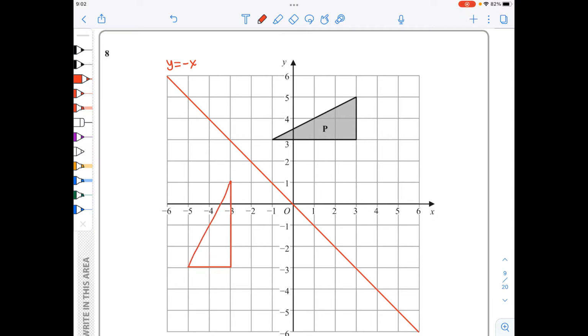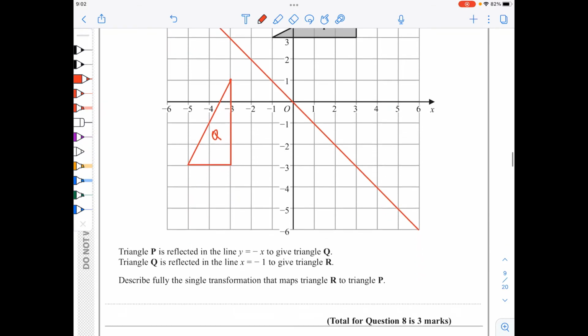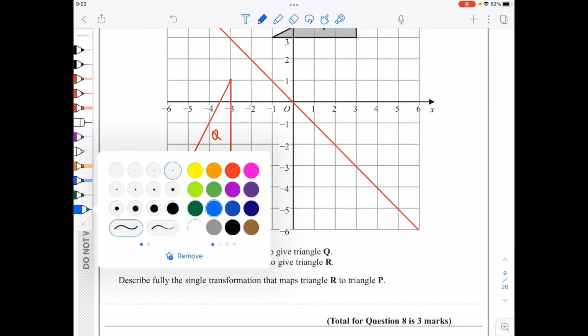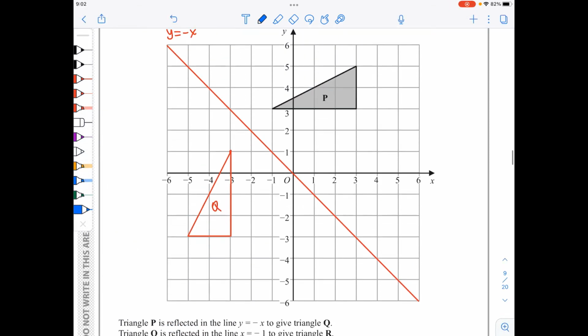So I'm going to label it and then proceed with Q, which is now reflected along the line x equals negative 1. So this is the line of reflection. x is negative 1. So the distance I am to the left of the mirror line is the distance the image will be found on the right of the mirror line. So it's going to be here.